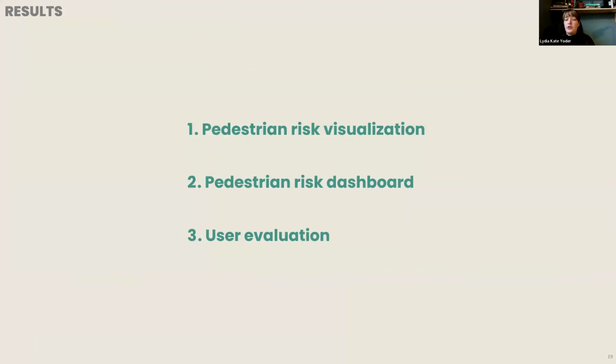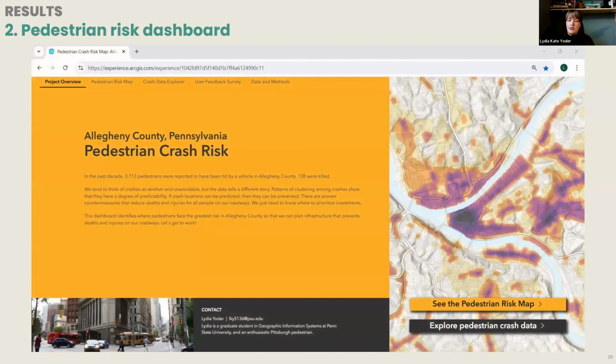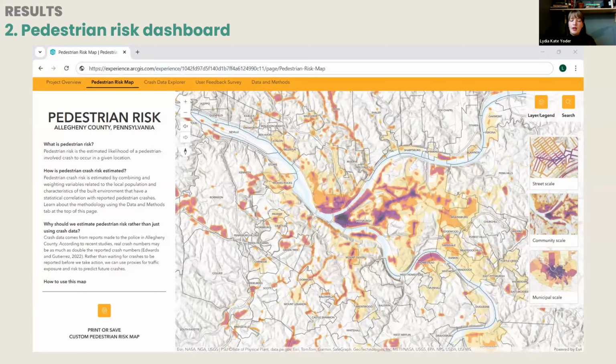So next I'll give an overview of the results of the dashboard development. The site includes 5 pages. The landing page is the project overview, which orients the user to the purpose of the project with a short narrative. The pedestrian risk map page is an interactive map of Allegheny County with a pedestrian risk visualization at 3 scales. Basic map tools allow the user to pan, zoom, and search.